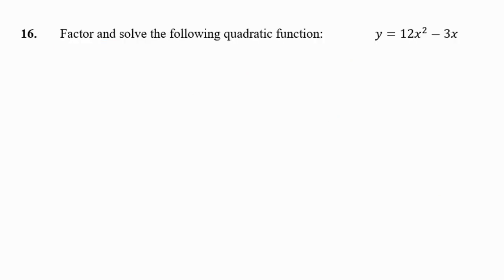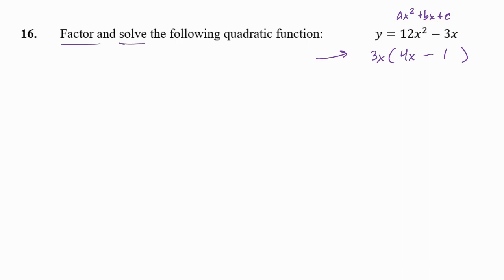All right, number 16 says factor and solve the following quadratic equation. Okay. So looks like it is in standard form, ax squared plus bx plus c. The only thing here is there is no c value. Not a big deal. We can quickly factor this one by factoring out the GCF. They both have a 3x in common. If I factor that from 12x squared, I would be left with 4x. Factor it out from minus 3x, we'd be left with just a minus 1. That right there would be my factored form.